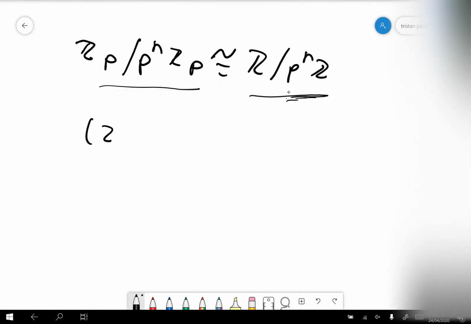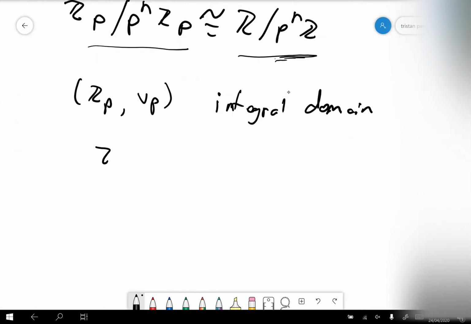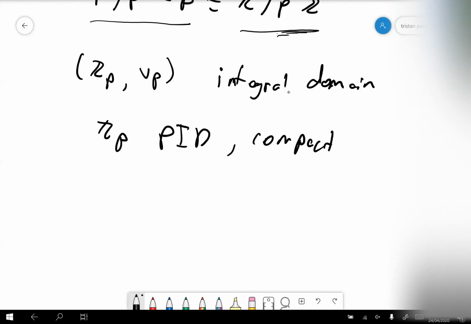We can also prove that Z_p with the valuation is an integral domain. We can also show that Z_p is a principal ideal domain, and it is also compact and that sort of stuff. So we can do a lot of analysis on it. But I want to go on to the cool theorems.